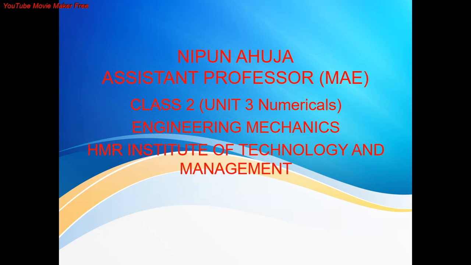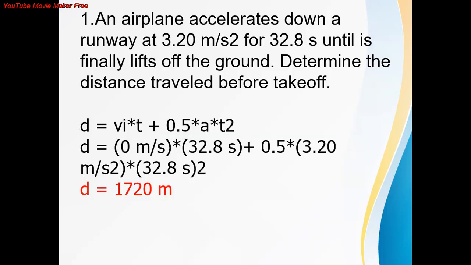Now let's go ahead. These first three numericals I will be discussing on the equations of kinematics. In this case, there is a numerical that an airplane accelerates down a runway at 3.2 meter per second square for 32.8 seconds until it finally lifts off the ground. Determine the distance traveled before takeoff. Now, this is a very easy numerical. You are already aware of this type of vehicle. I'm just trying to recall these things again to you.